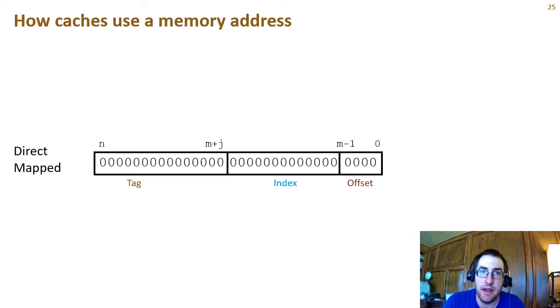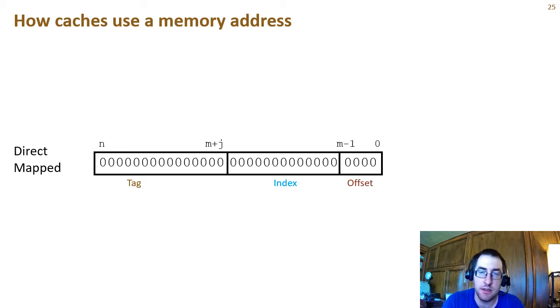So when we look at how we carve up a memory address into those 3 pieces for the direct mapped approach, the offset will have bits 0 through m-1, where there are 2 to the m bytes in a block. The offset uses the least significant m bits. The next j bits are used for the index, and that's going to be the log base 2 of the number of blocks in the cache. Since the number of blocks in the cache is 2 to the j, log base 2 of 2 to the j is j.